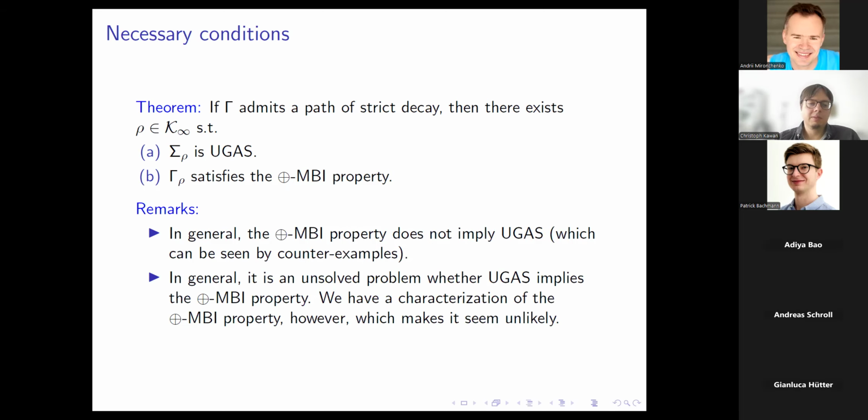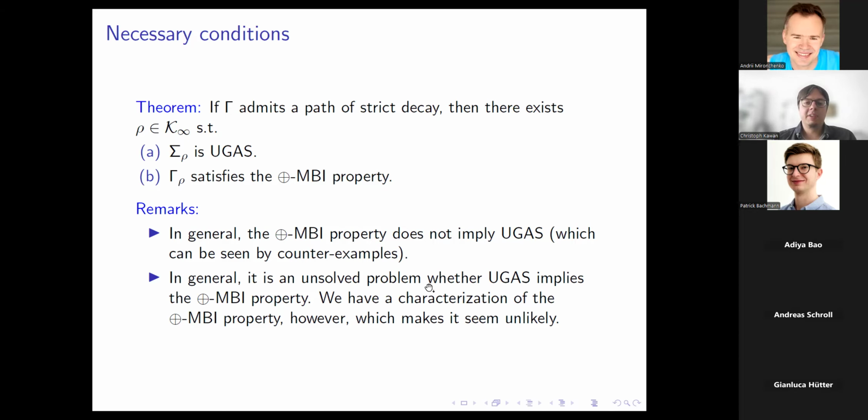Now, looking at this theorem, one can think, maybe those two properties in A and B are related. Maybe they are actually equivalent, or at least one implies the other. But what we can show is that in general, the max MBI property does not imply UGAS. That can be seen by counterexamples. So this implication certainly does not hold in general.